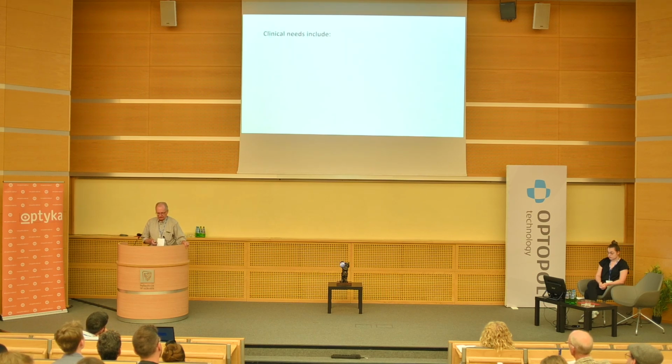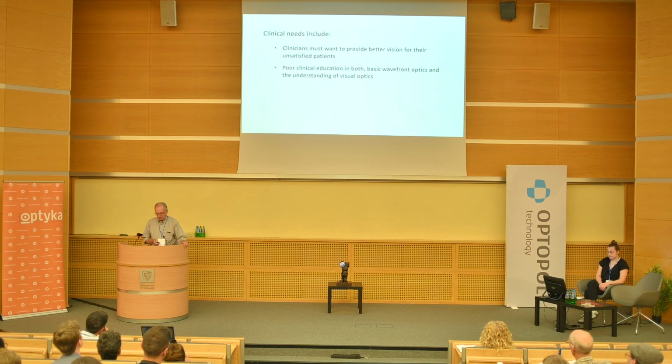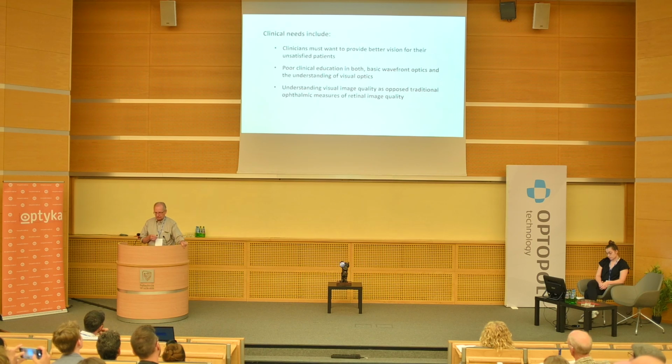So clinical needs include that clinicians must want to provide better vision for their unsatisfied patients. There is poor clinical education in both basic optics and understanding visual optics, and it's true both in ophthalmology and optometry. I work in optometry. Also, understanding the visual image quality as opposed to the traditional ophthalmic measures of retinal image quality. You don't need images better than the retina can actually process.